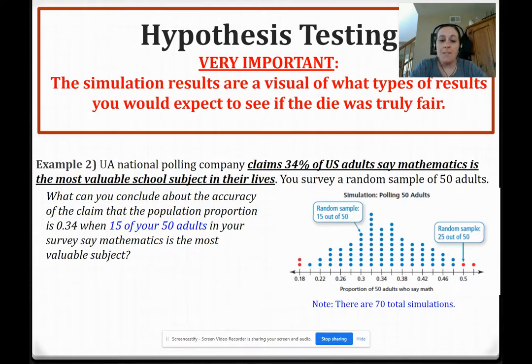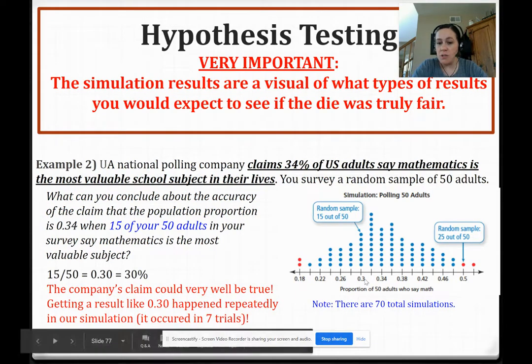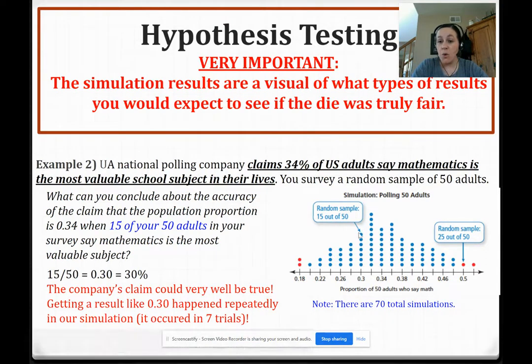Well, 15 out of 50 is 30%. If I look at my simulation results, a 30% agreement rate from a sample of 50, it looks like that could happen quite a few times. In fact, it happened 7 times. The fact it happened repeatedly with my simulation means that I could expect it to happen in real life as well. So I would say the company's claim very likely could be true.